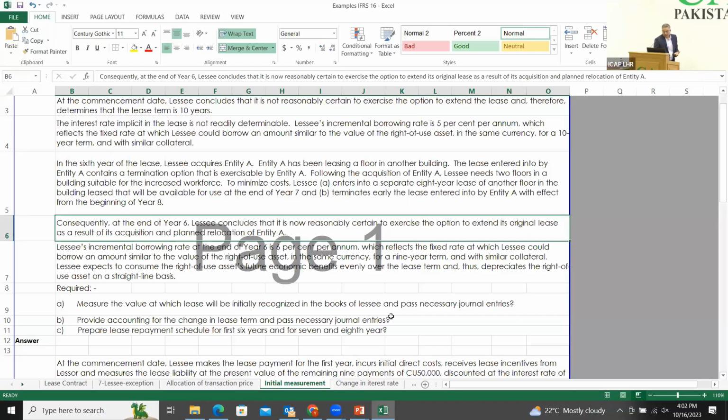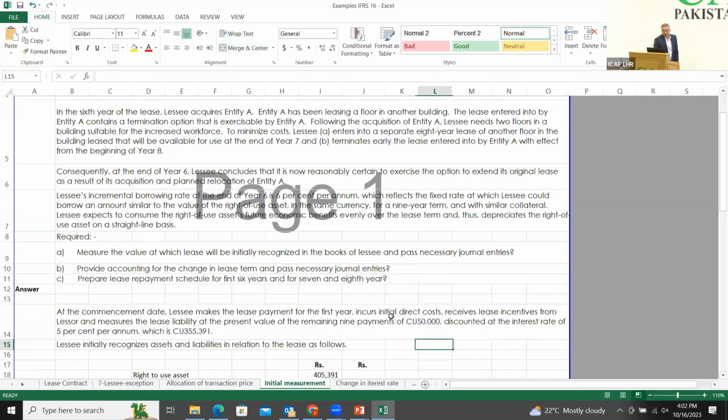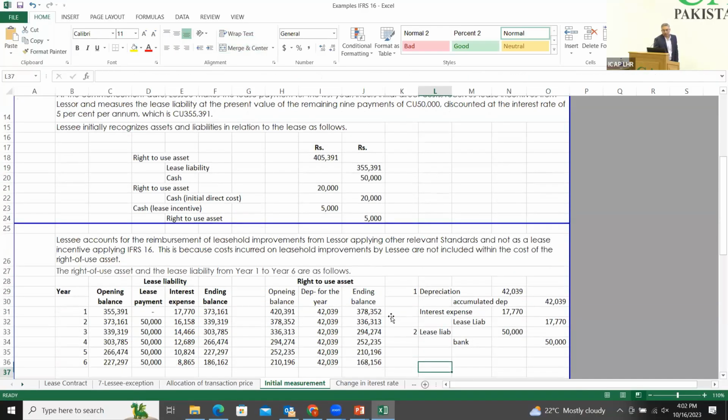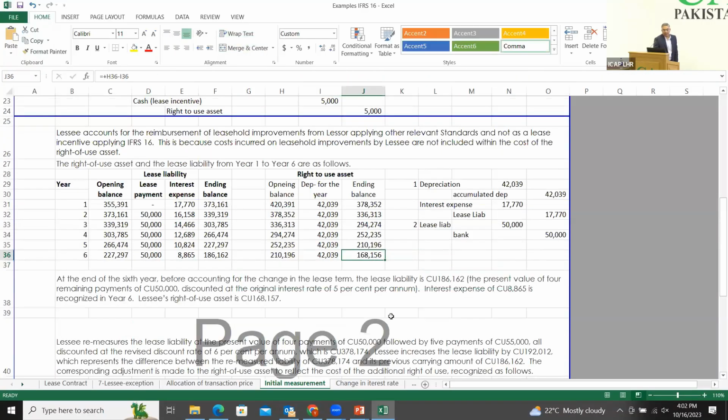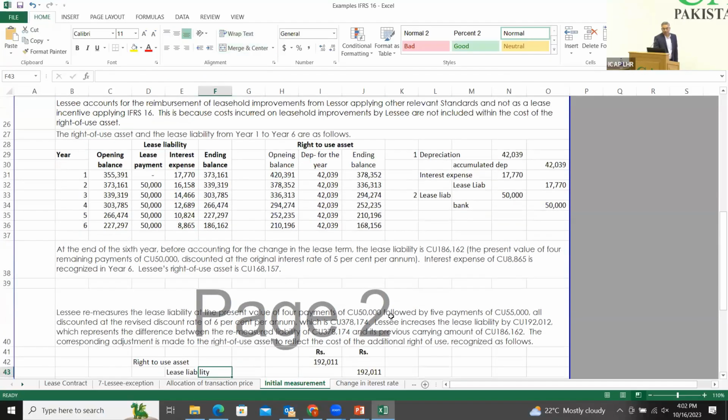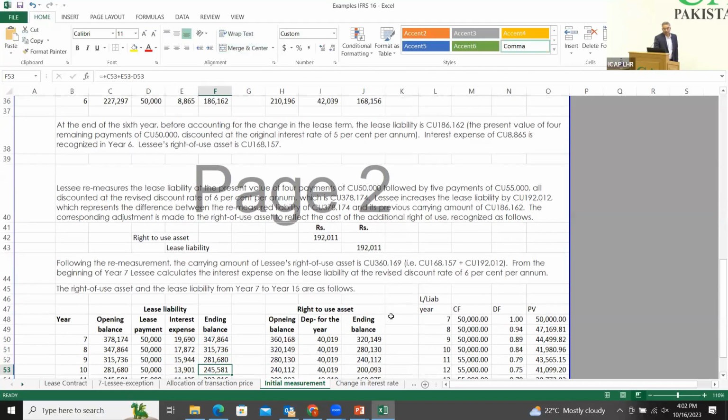So as we discussed in the slides, here are your, you can say, end of 6 years. This is the value of right of use. This is the value of lease liability. And at the start of the 7th year, you are going to reassess the lease. So here is a discussion given, but the important thing is you calculated the value of lease liability with the new lease term, and you have also changed the interest rate. Here is the calculation.